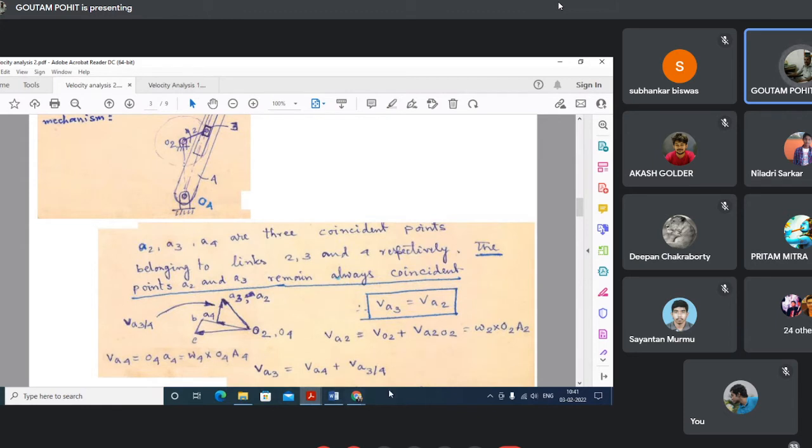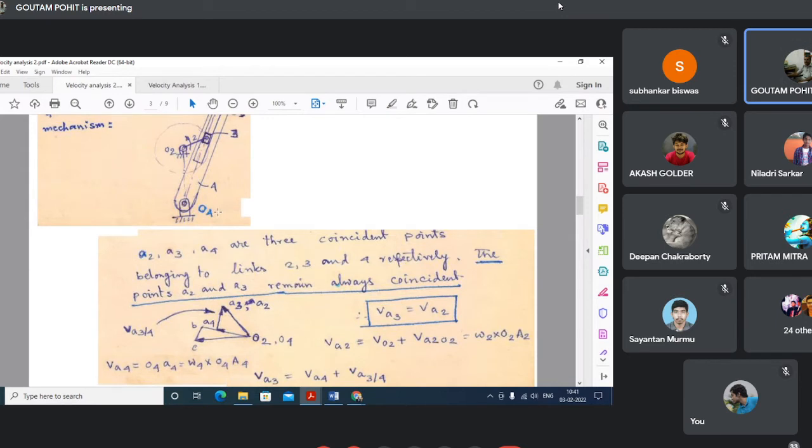Actually, we have to draw this triangle. VA3, or VA2, will be equal to VA4 plus VA3 with respect to 4. Now, for VA4, what is known? The direction is known, which will be perpendicular to this link, so it will be along this direction. So we draw this line. Another thing we know is the relative velocity of point 3 with respect to 4, which is along this sliding direction. That direction we know.